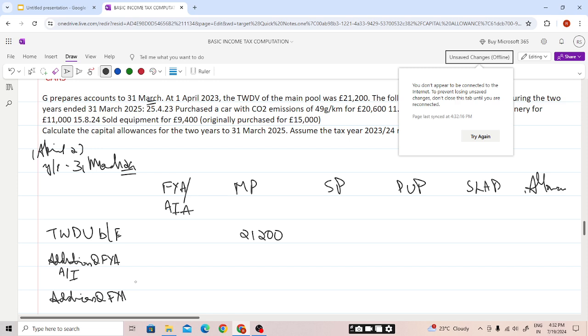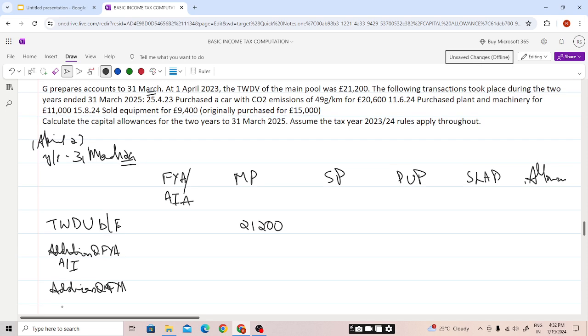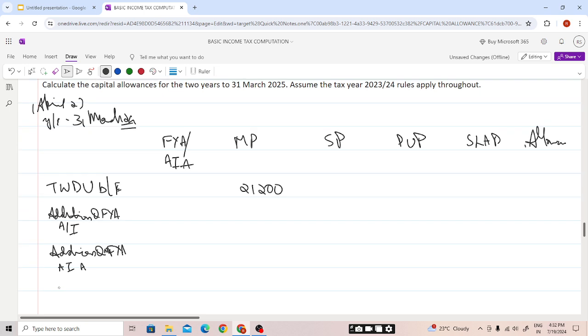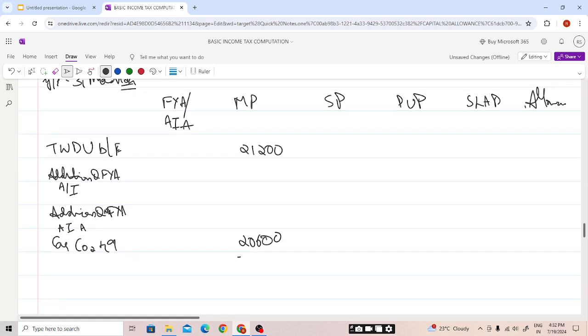Not qualifying for, we have it, that is the car of CO2 emission of, students, 49. So it will be covered under the main pool, that is 20,600. This will give a total of 41,800, and we have no disposal in the next accounting period, students. Please do keep in mind.